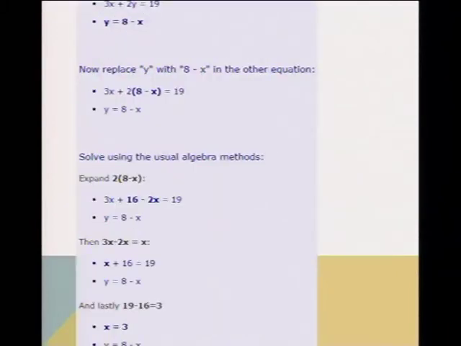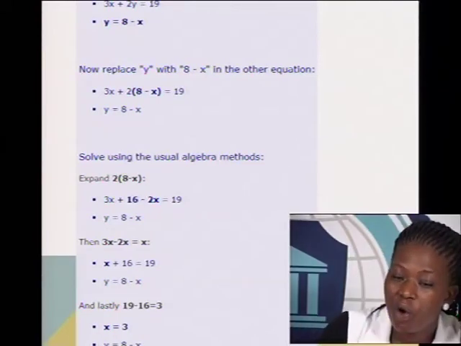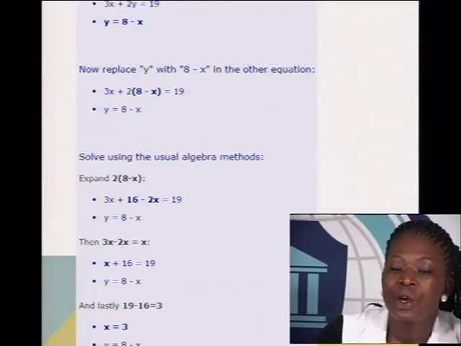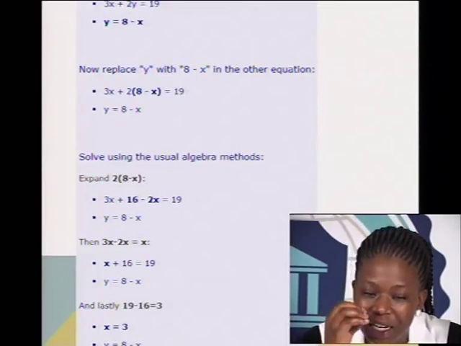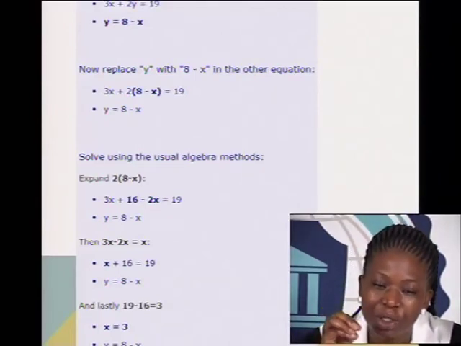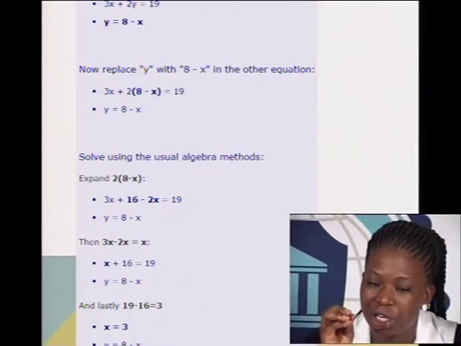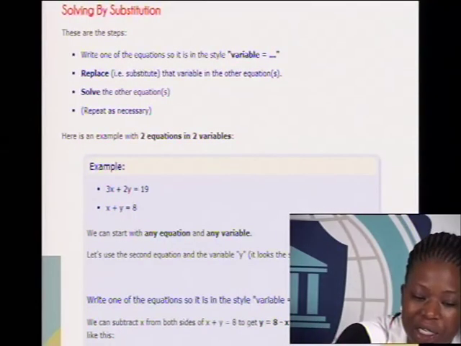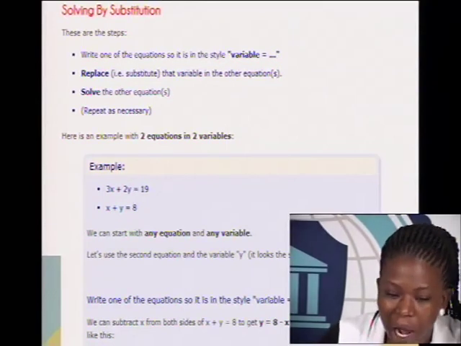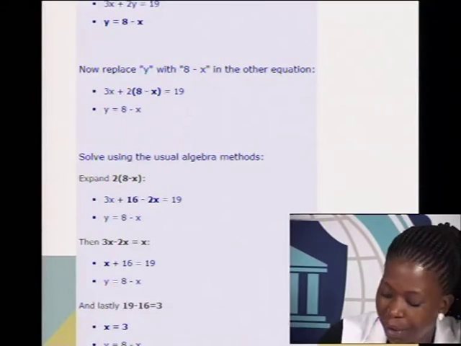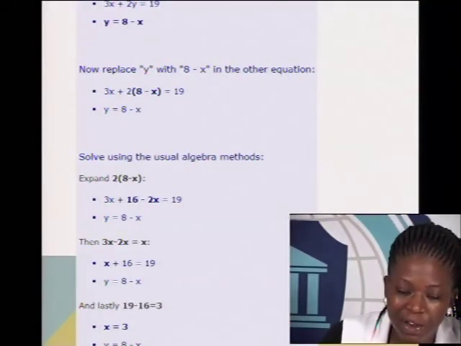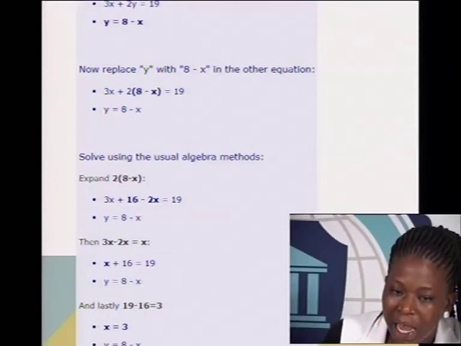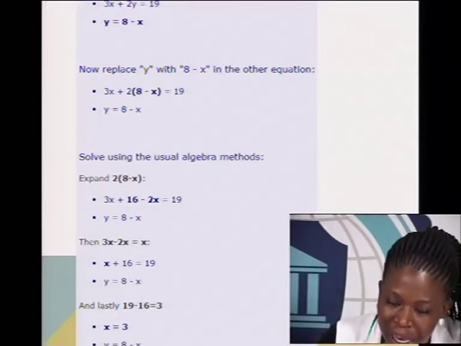What we do is take one of the equations and make one variable the subject of the formula. Then you take what you have made the subject of the formula and substitute it in the other equation that you didn't use. For this example, the second equation, x plus y is equal to 8, we are making y the subject of the formula. We take x to the other side where there is 8, then it becomes negative. Then we have y is equal to 8 minus x.